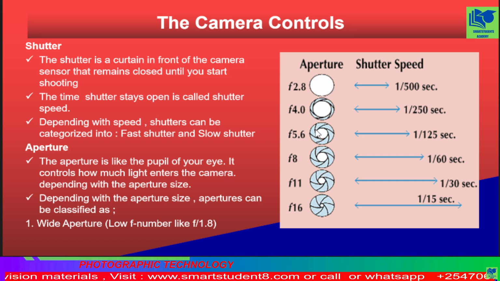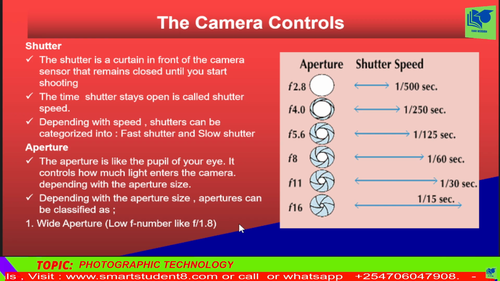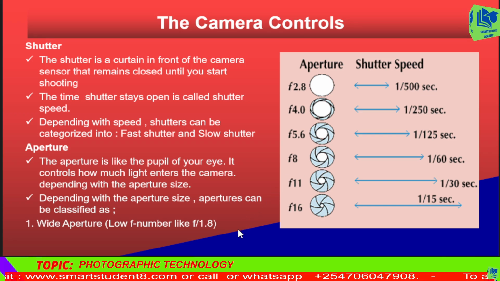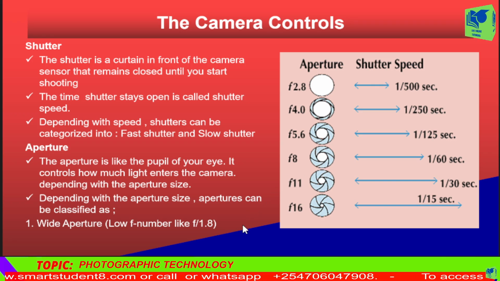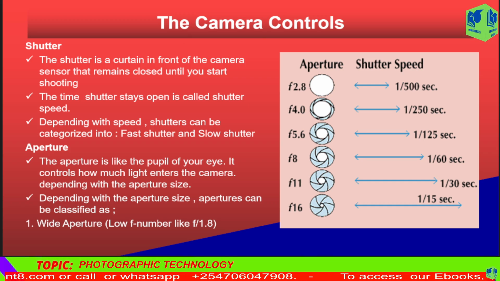The pupil is wide open, letting in a lot of light. This is perfect for low light situations and creates a blurry background, shallow depth of field. Photographers use this for portraits where they want the subject in sharp focus but the background beautifully blurred.